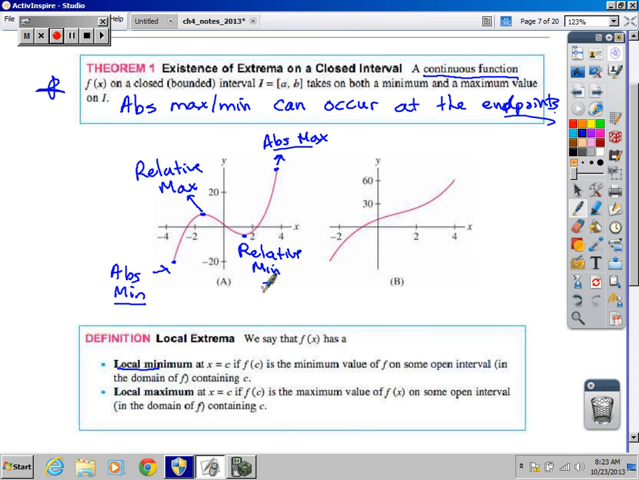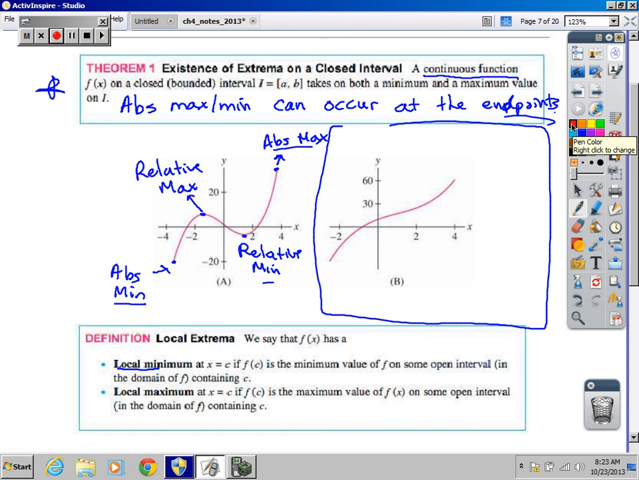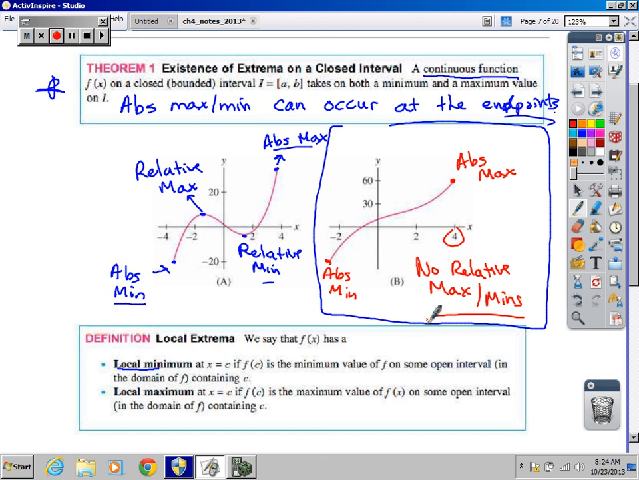How about the next diagram? Where would the absolute max occur on this second one over here? Absolute max occurs when x is what? X is 4. That's on the endpoint. So this is an absolute max. Where's the absolute min? It's over here again. So this is our absolute min. Okay, is there a relative max or min? No. In this case, we just have an absolute max and an absolute min. There are no relative max or mins on that diagram.